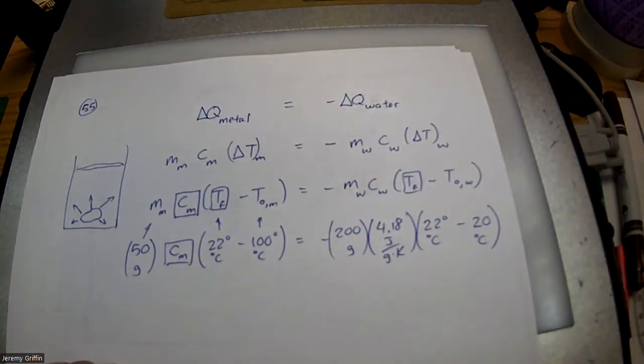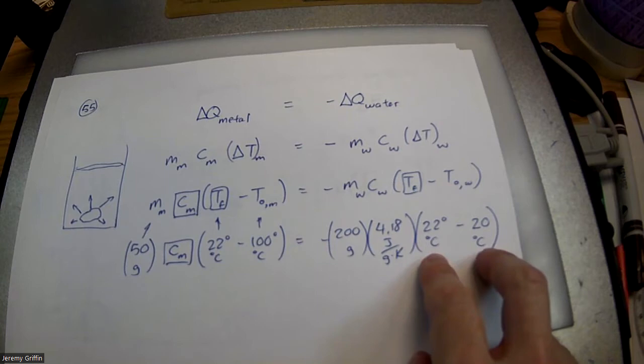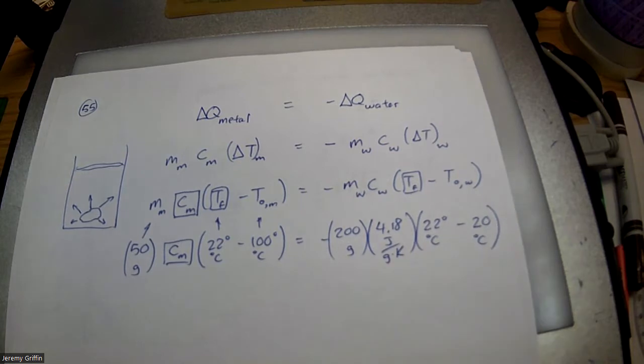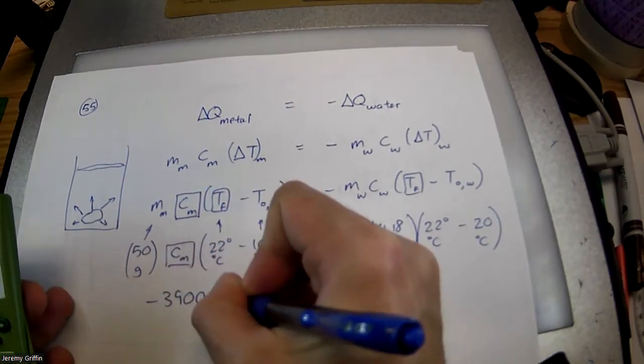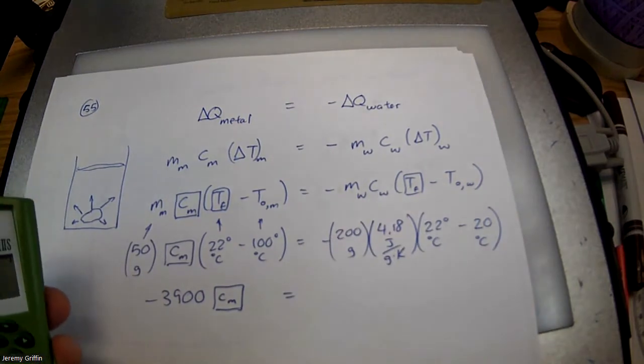And it's perfectly okay to use Celsius and not convert to Kelvin because we're talking about a change in temperature. Even if I converted to Kelvin first, it wouldn't make any difference in the end, because a change of 2 degrees Celsius is the same thing as a change of 2 Kelvin. Let's clean this up a little bit here. What's 50 times 2 minus 100? Look at that negative. I'm going to drop the units just for a moment here. Equals 200 times 4.18 times 2.